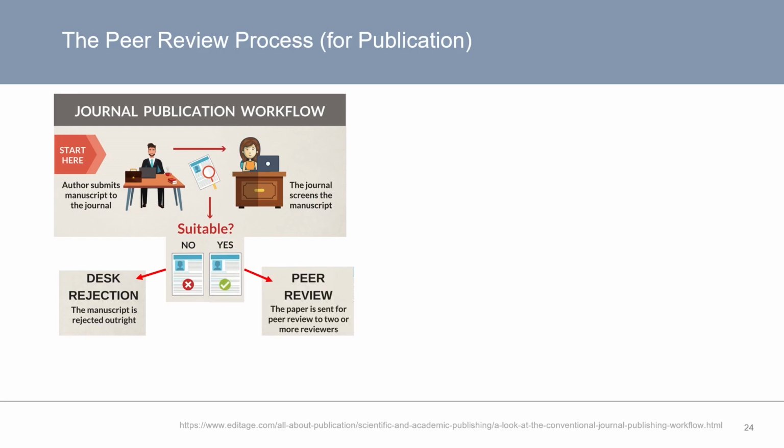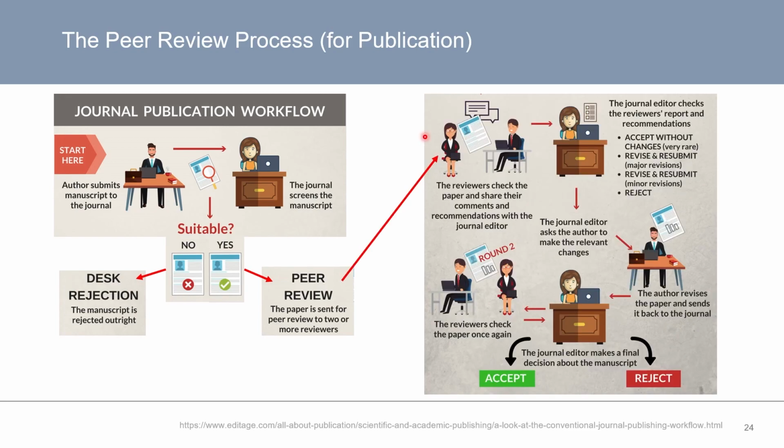If it is deemed suitable, the paper is then sent for peer review to 2 or more, ideally impartial or blind, reviewers. These reviewers shouldn't have a conflict of interest with the authors of the paper. These reviewers carefully read the paper and prepare comments for both the authors and the editor of the journal. Once all reviews are received, the journal editor checks the reviewers' reports and recommendations, usually deciding whether to accept the paper without changes, which is pretty rare, or the recommendation could be to revise and resubmit to address either minor or major revisions, as indicated by the reviewers.